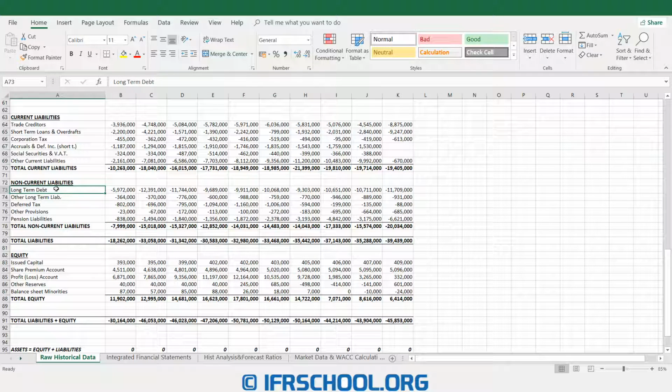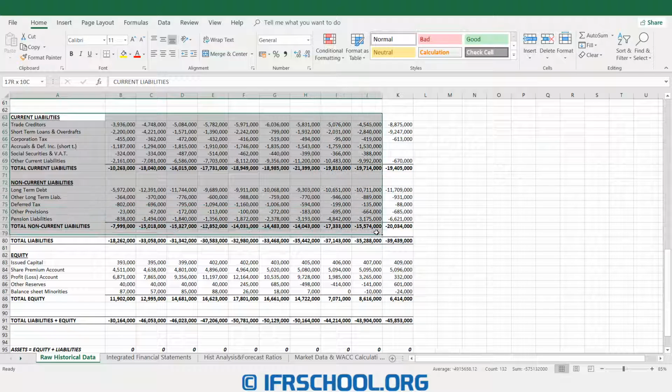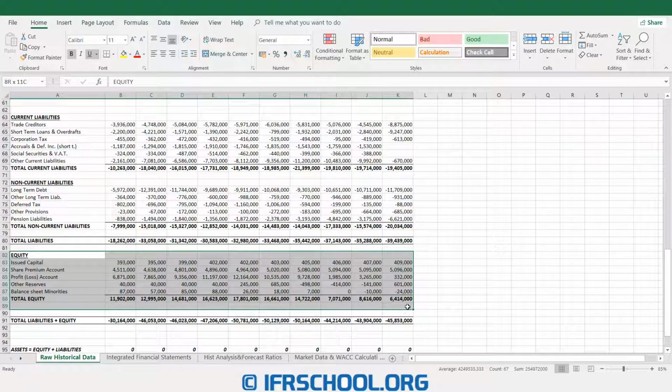The next important point is to notice that FAME stores liability accounts as negative figures, but it stores equity accounts as positive figures. This will create some complexities throughout the model, and we have to be very careful with the sign that we use when referring to liability and equity accounts later on.